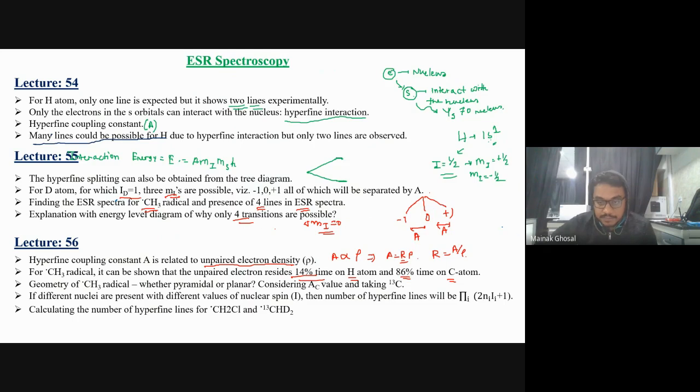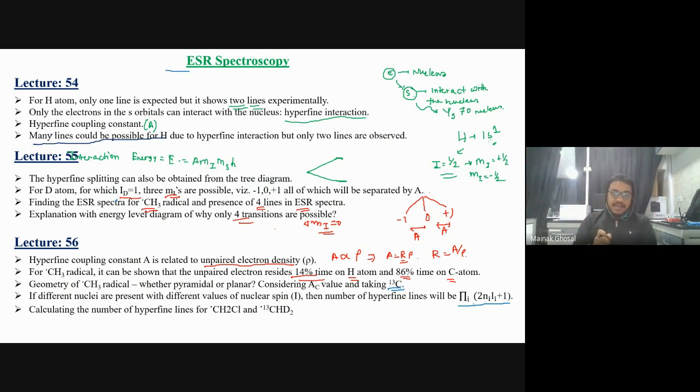One thing I had mentioned, but I forgot: to check this coupling, you cannot use 12C, because 12C is inactive, with I equal to 0, so it will not be used. You have to take 13C, and 13C will give you splitting. Now, if different nuclei are present, then the number of hyperfine lines is given by the expression product of (2nI + 1). You need to multiply this for each case.